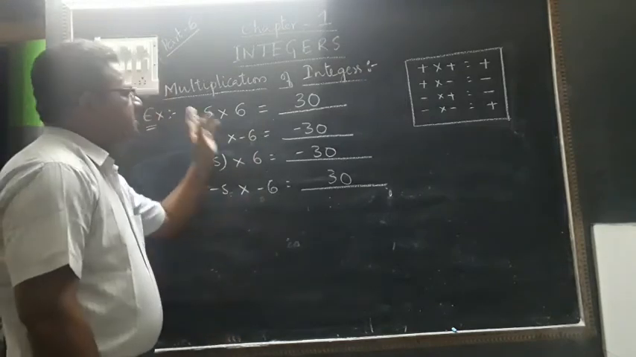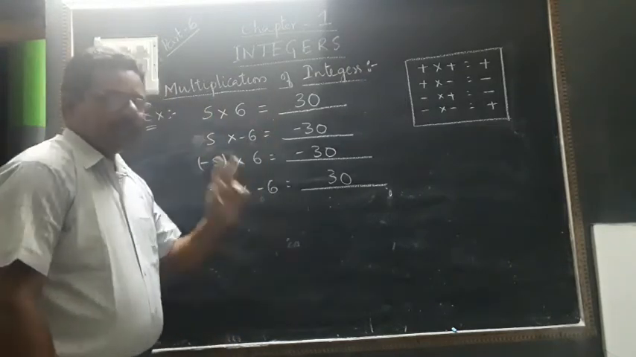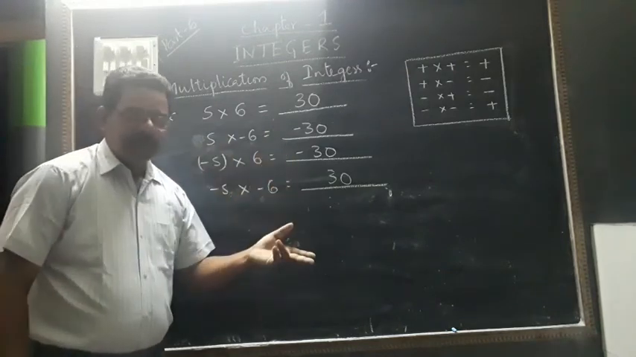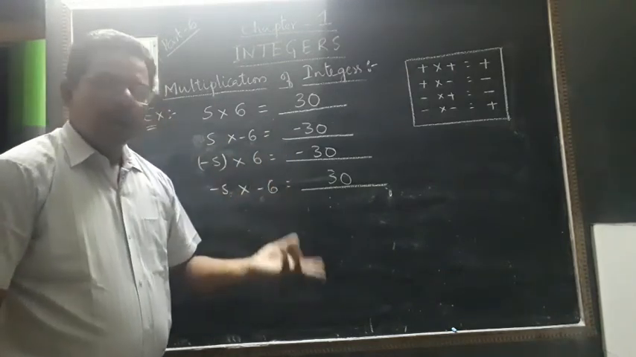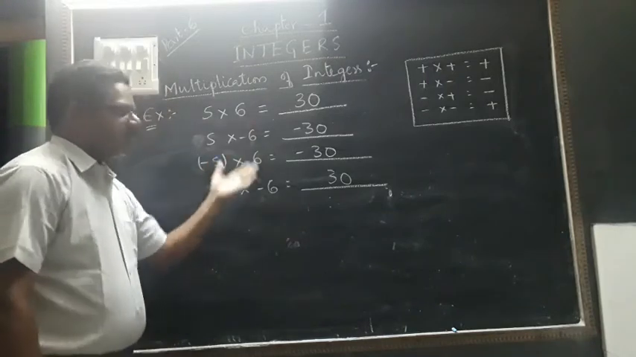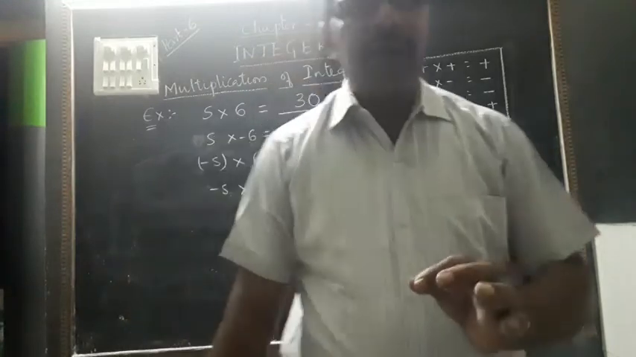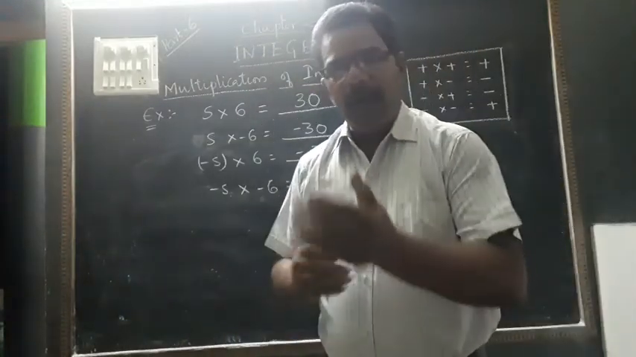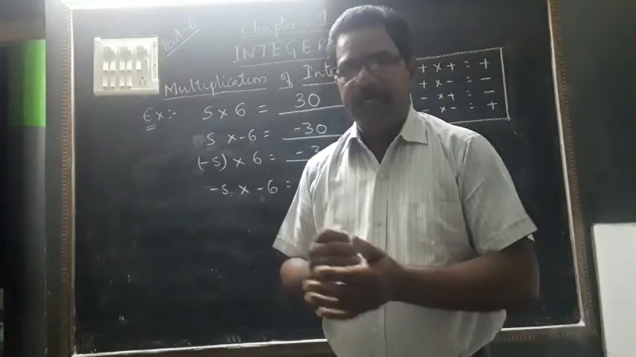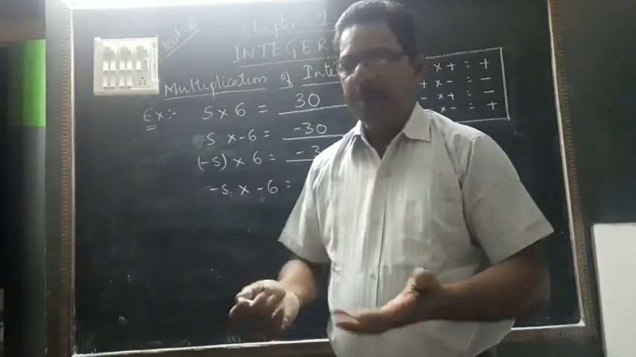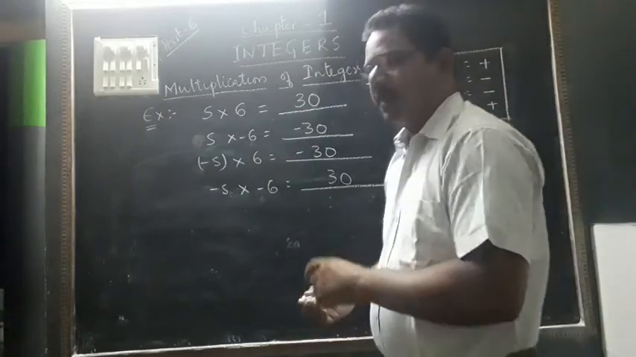Okay, so this is multiplication of integers. In that we have taken only two integers. One is positive and one is negative, or both positive or both negative. Those are the cases I have given you examples for. Okay, now what we have to do is multiplication of a number of integers. That means 3 or 4 or 5, more than 2 integers we have taken for multiplication.